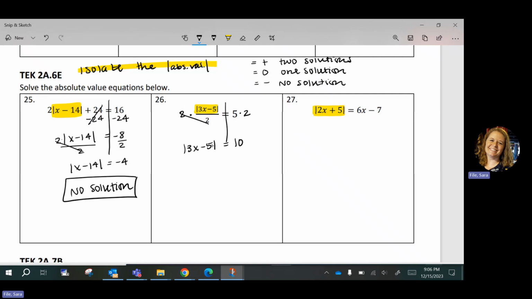Algebraically, what I do is I take what's inside, so that 3x minus 5, and I set it equal to positive 10, and I set it equal to negative 10. And I'm going to solve each of those. So now it becomes 2 separate problems. So here I would add 5 to both sides, and then divide out the 3. And I get x is 5 for one solution. I do the same operations over here, but it's to a negative 10, so it's going to come out slightly different.